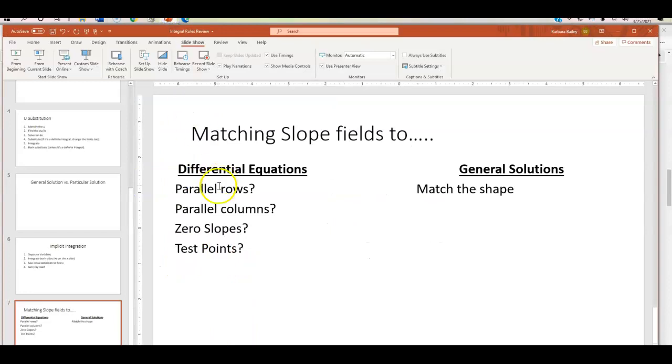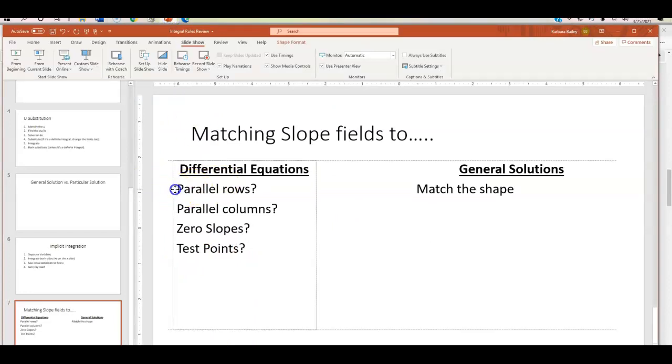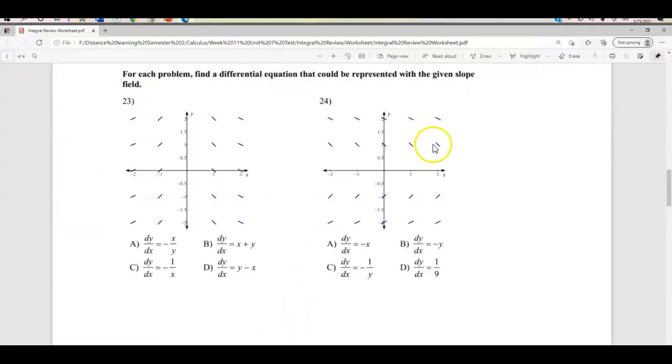And the way that you do that is by looking for if you have a parallel row, like let's go ahead and take a look at our sheets here and see if I can find one. Like 24, for instance. Notice how all of these slopes in this row are the same. Anytime the row is parallel, that means the x has no effect on the equation, because as x changes as we go from left to right, the slope doesn't change.